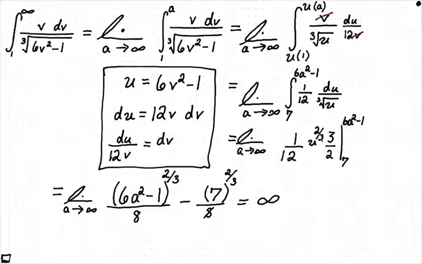Continue writing that limit. But as we send a to infinity, we see that that first term tends to positive infinity. So the whole thing is going to tend to positive infinity. So that means that the integral diverges, and we're done.